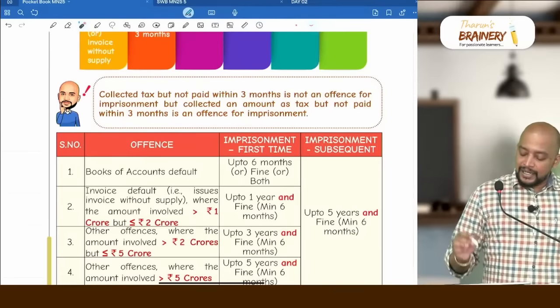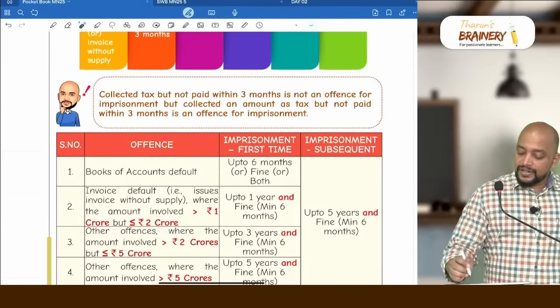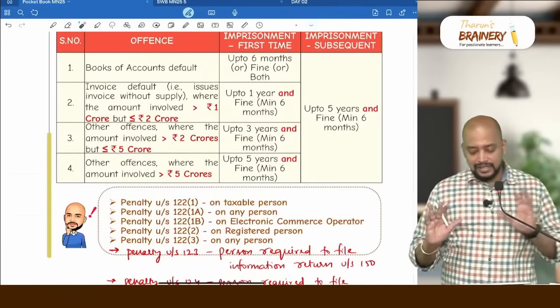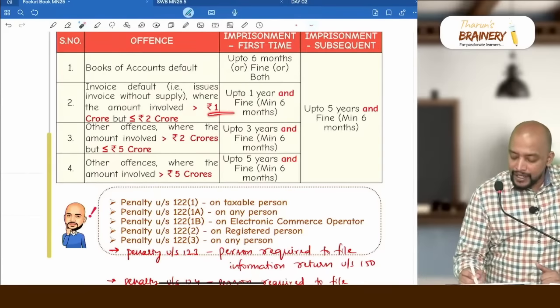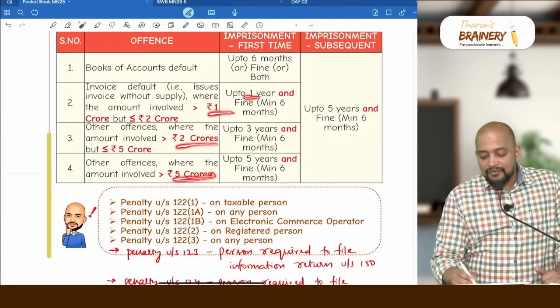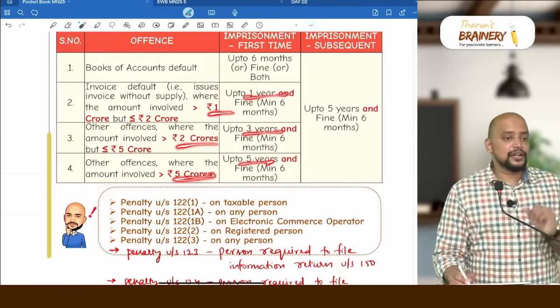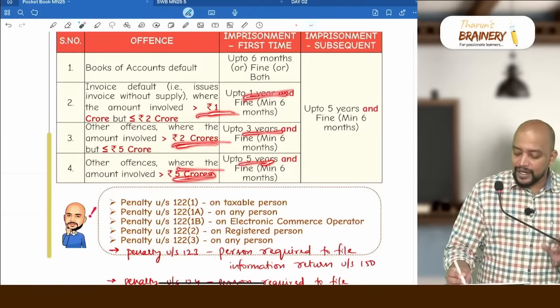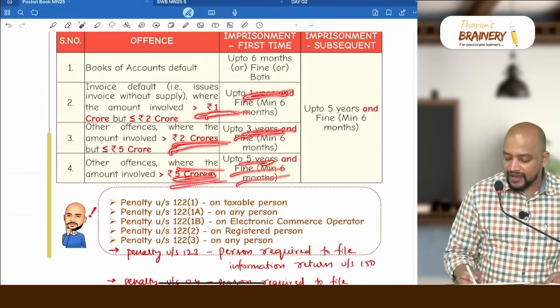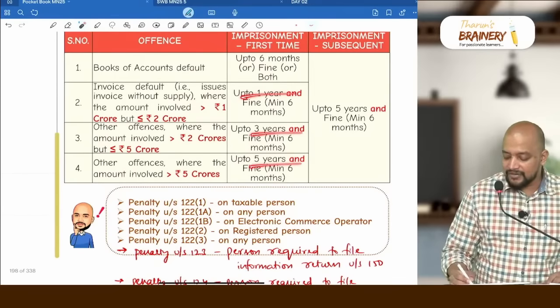Now how to remember this imprisonment schedule? First you need to see, 1, 2, 5. So see this, how you need to understand, I am telling you. 1, 2, 5: 1 crore, 2 crores, 5 crores. And 1, 3, 5: this alone you remember. 1 crore, 2 crores, 5 crores; 1 year, 3 years, 5 years.